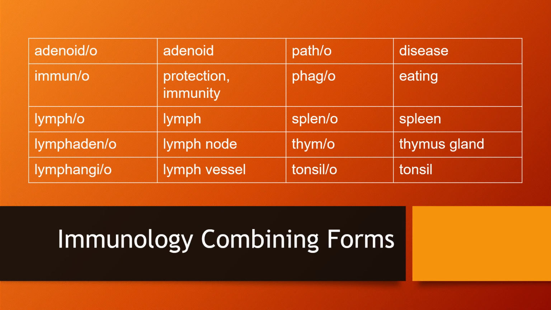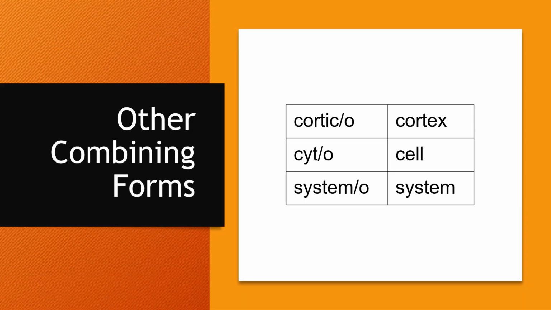All right, let's review some immunology combining forms. Adenoido refers to adenoids. Immuno is protection or immunity. Lympho refers to lymph. Lymphadeno refers to a lymph node. Lymphangio refers to lymph vessels. Patho, disease. Phago, eating. Spleno, spleen. Thymo refers to the thymus gland, and tonsillo refers to tonsil. Here are a few other combining forms that aren't specific to immunology but that will be helpful. Cortico refers to the cortex, cyto, cell, and systemo refers to systems.